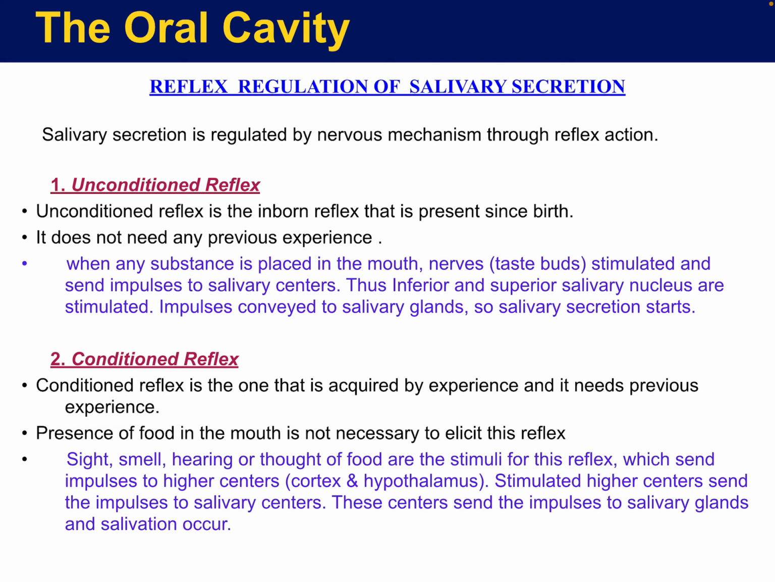These stimuli send impulses to higher centers like the cortex and hypothalamus. Stimulated higher centers send impulses to the salivary centers. These centers send impulses to the salivary glands and finally salivation occurs. That's all about the regulation of salivary secretion.